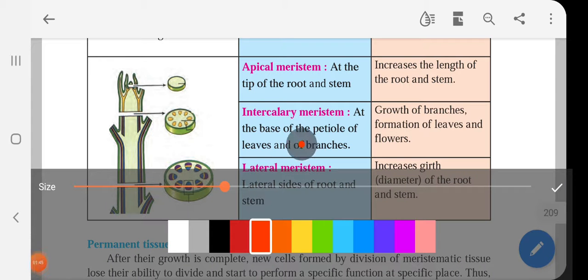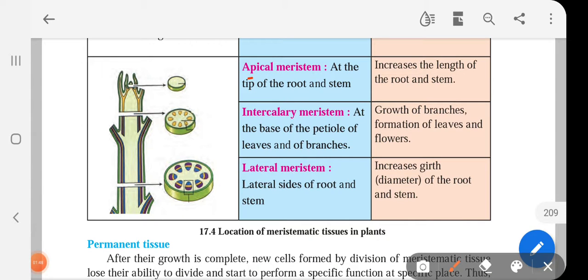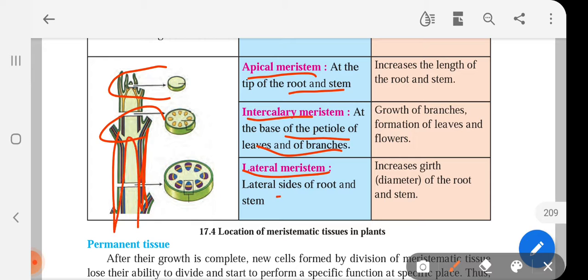The first one is apical meristem. It is present at the tip of the root and stem. Okay, see this location. Then there is a position called intercalary, and the meristem is called intercalary. So these are present at the base of petiole of leaves and branches. And then we have lateral meristem. Okay, the lateral means the side one, and these are present at lateral sides of roots and stems.